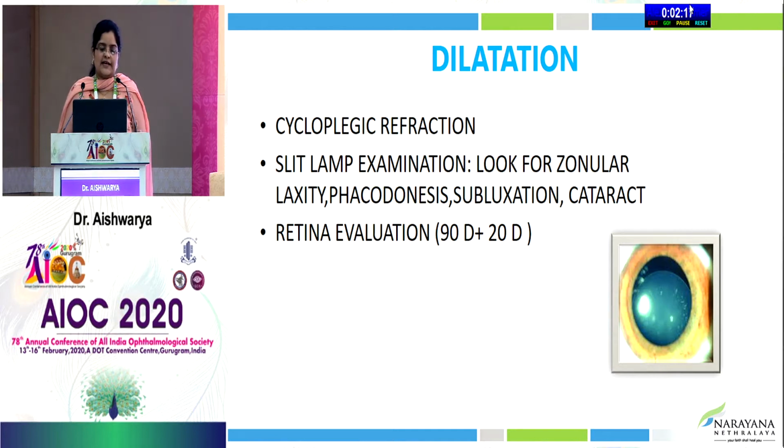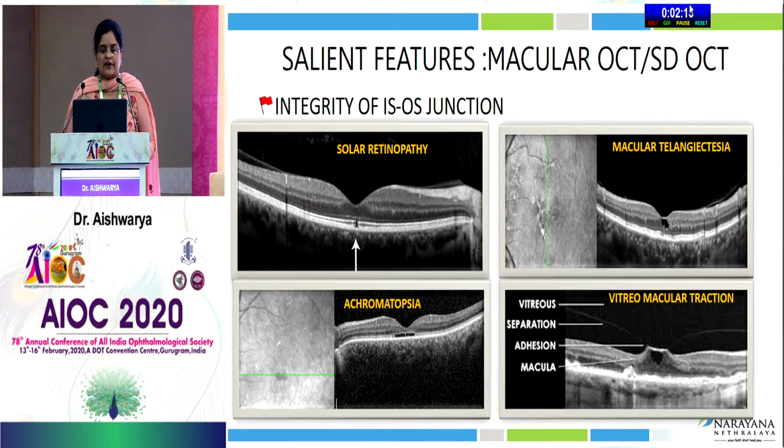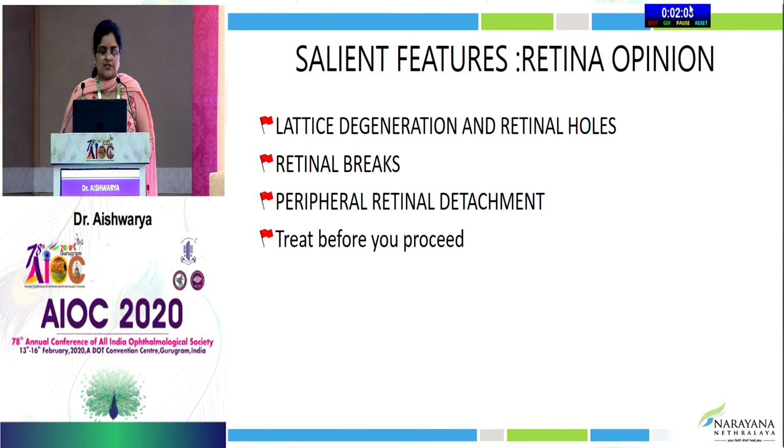Dilatation, post-dilatation, we have to look for zonular laxity, phacodonesis, and retinal evaluation is a must. In retinal evaluation, a very normal looking retina can be harboring something like solar retinopathy, macular telangiectasia, achromatopsia, or vitreomacular traction.